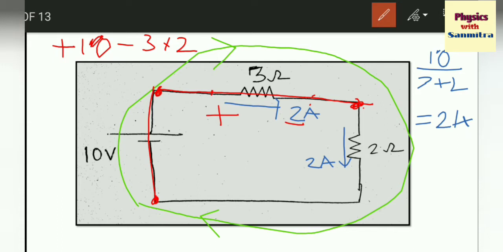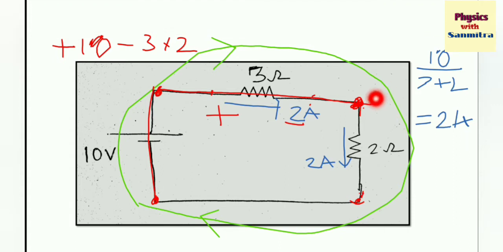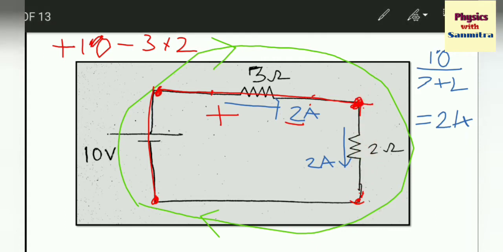Now again, this is at a higher potential than this, because current is flowing from this point to this point. So I can write here that it is encountering a loss of 2 into 2, that is 4 volt. So minus 2 into 2. Now see, from this point to this point there is no resistance, but current will flow because current was already flowing, so there will be no voltage drop. And again we are back at the same point.